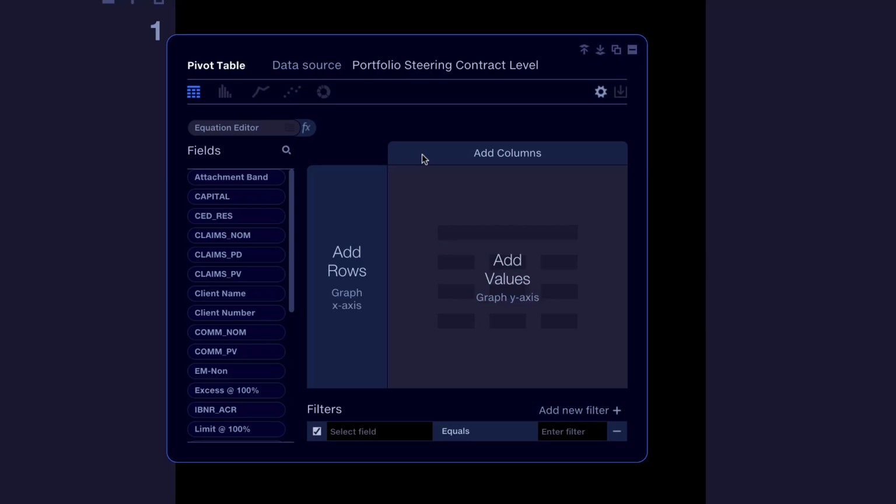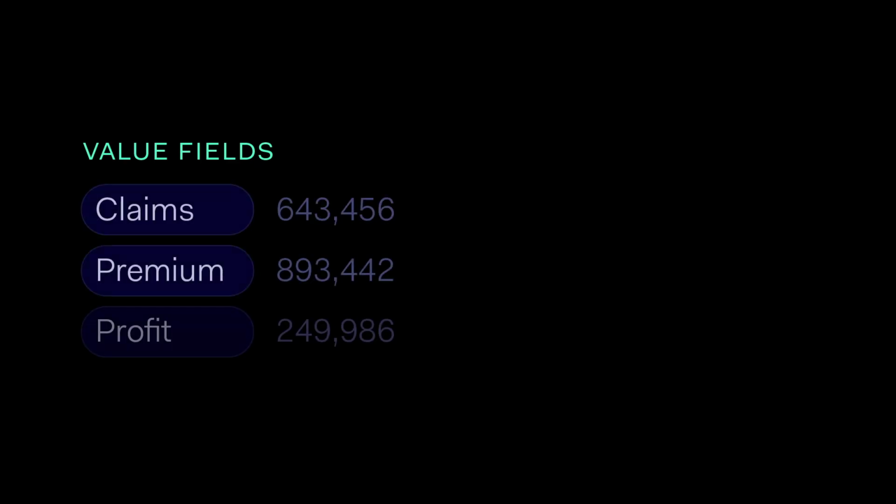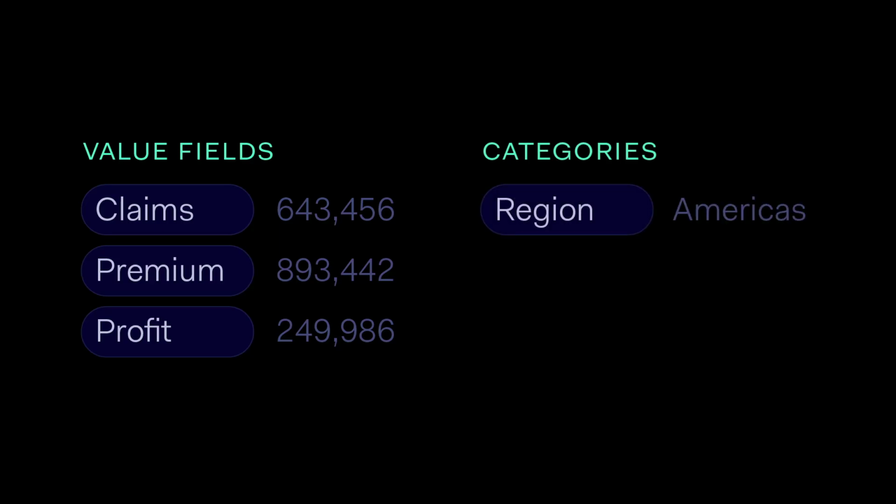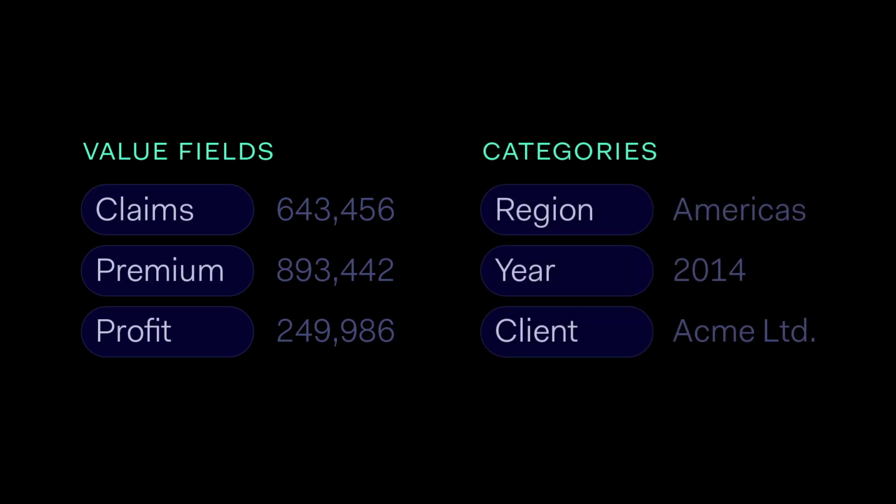There are two kinds of field in your source data. Value fields, such as claims, premium and profit, that contain only numbers, and category fields, such as region, year or client, that can be used to segment the value fields.